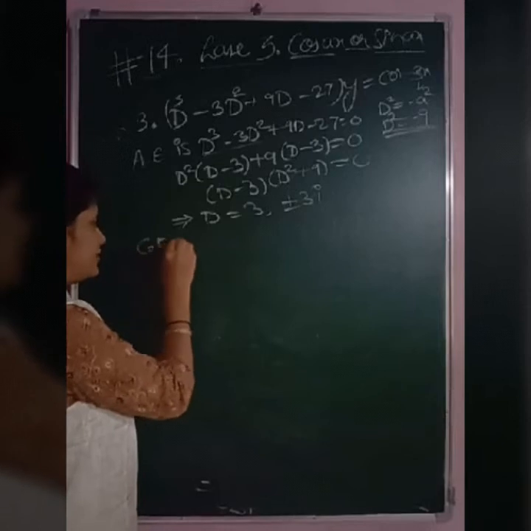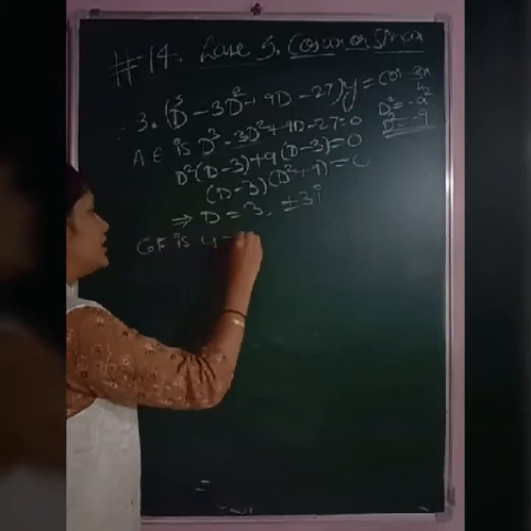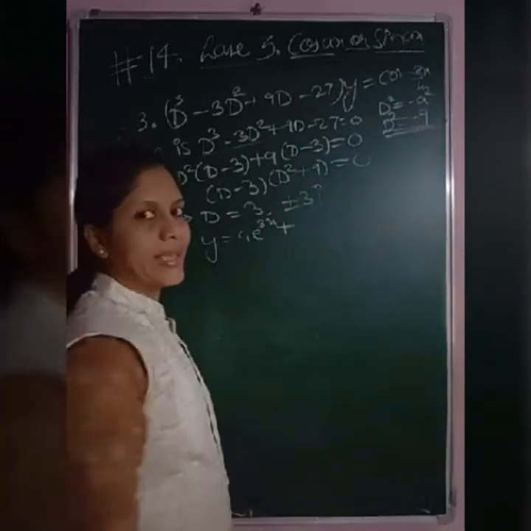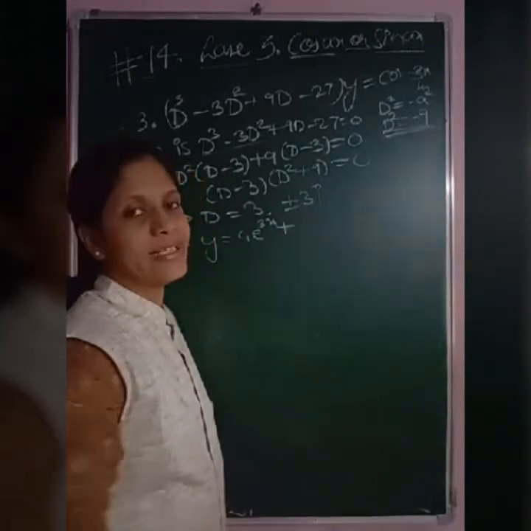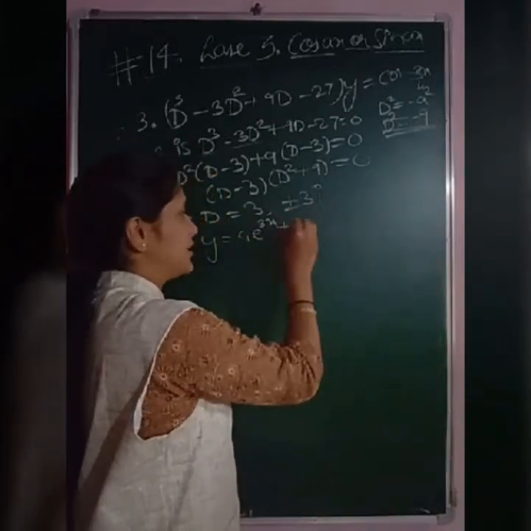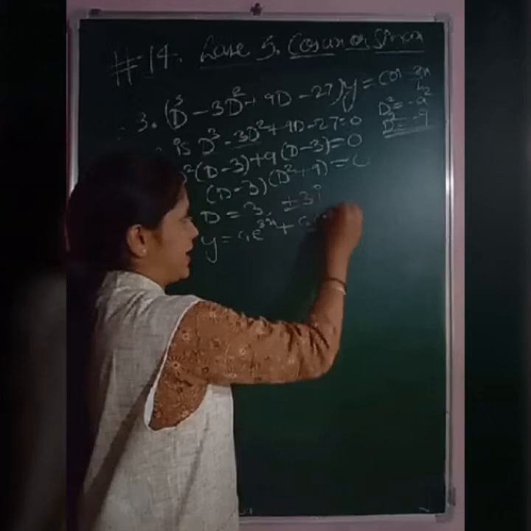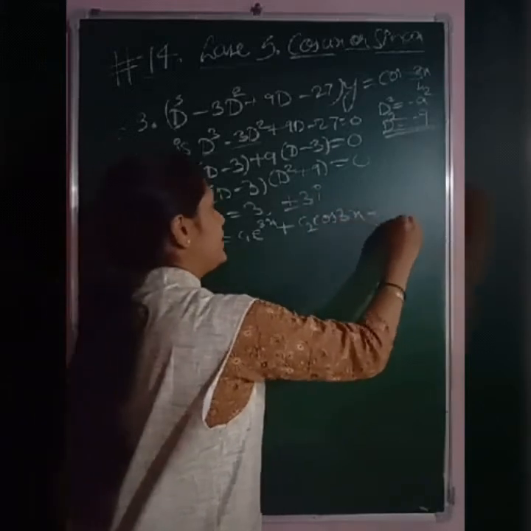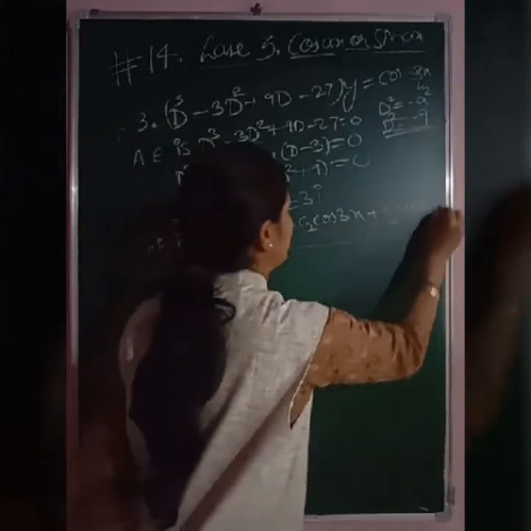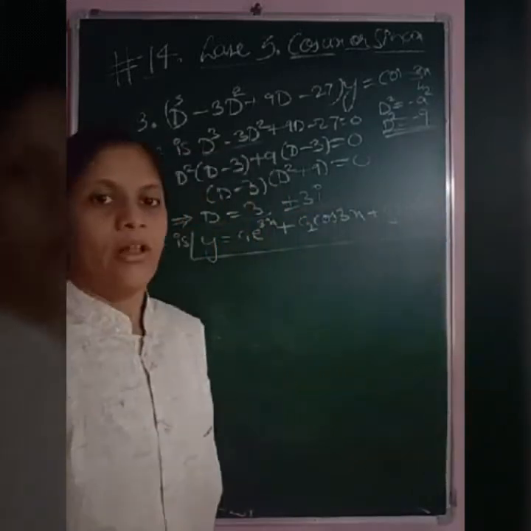Complementary function is y equal to c1 e raised to 3x plus, so a is 0 here, b is 3, e raised to x, e raised to 0x, that is 1. So directly c1 is written next, c2 cos bx plus c3 sin bx, right? So this is our CF.